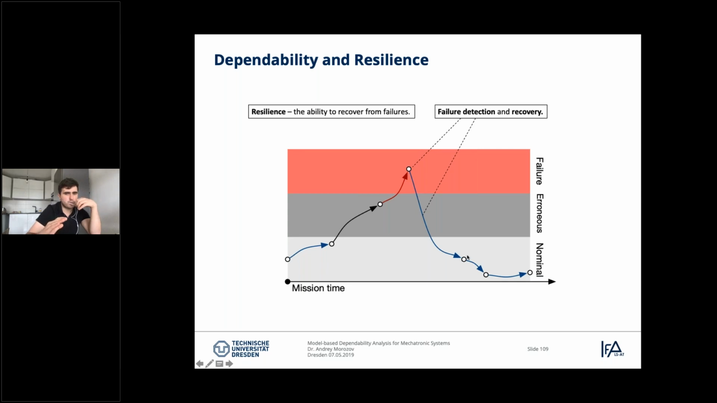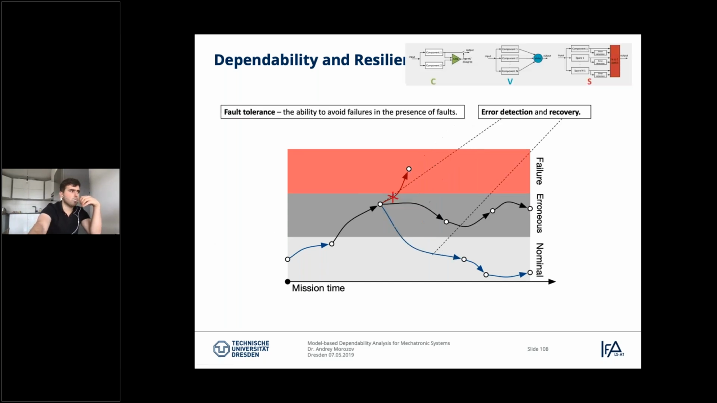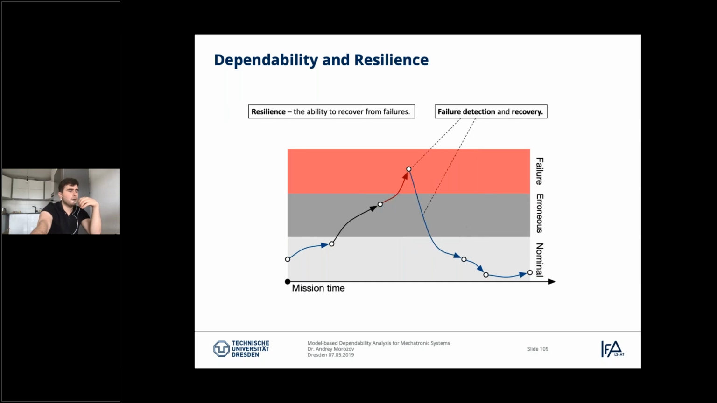The system provides no service at all, and then because of automatic reconfiguration, we jump back to the operational state. Let's say fault tolerance means we are not in the failure state, we just block the possibility to go to the failure state. And resilience is, okay, we are in the failure state, but we can jump back to operation.